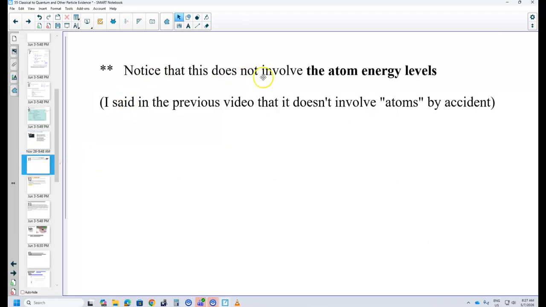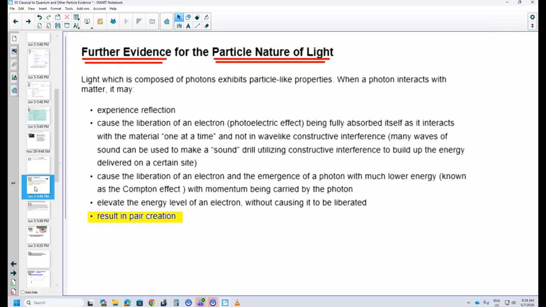Notice that this doesn't involve atom energy levels. I said in the previous video that it doesn't involve atoms by accident, but really I misspoke. It just doesn't involve the energy level shifts and so on. So they're certainly not causing the quantization of the photons themselves, right?